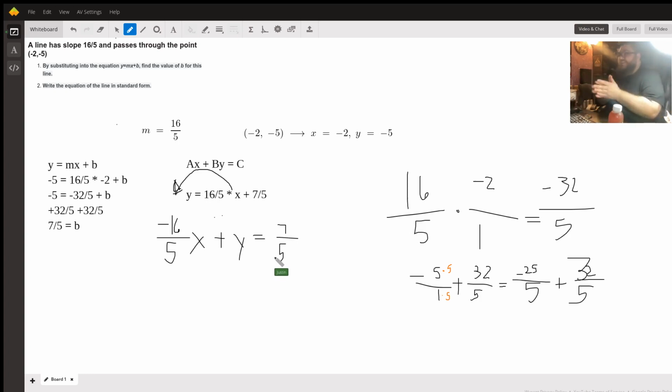Now, one really quick thing here that you need to know. Sometimes teachers don't like the negative in front, so you might have to change it a little bit. You might have to make it 16/5 x minus y equals -7/5. I just made everything the opposite. You're allowed to do that.